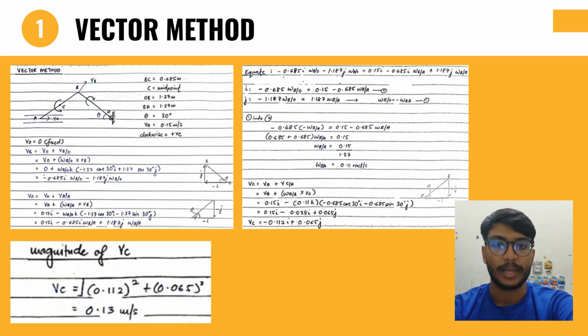But we want to find the magnitude of the velocity. So what we do, we square our i component, square our j component, then add both of these answers together and square root the total. Therefore we end up with a final answer of 0.13 meters per second. That is all. Thank you.